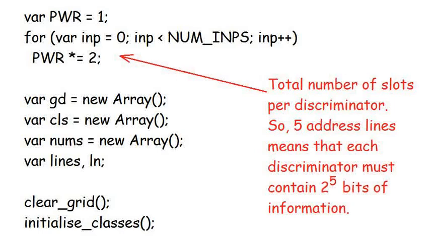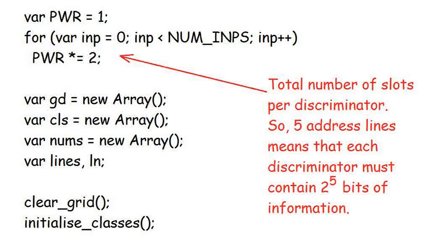If each discriminator has 4 input lines, for instance, that will specify 2 to the power of 4, i.e. 16 different combinations, each of which must be represented by a 1 or 0 inside the discriminator. Similarly, if the discriminator has 6 input lines, then it must have 2 to the power of 6, i.e. 64 elements.